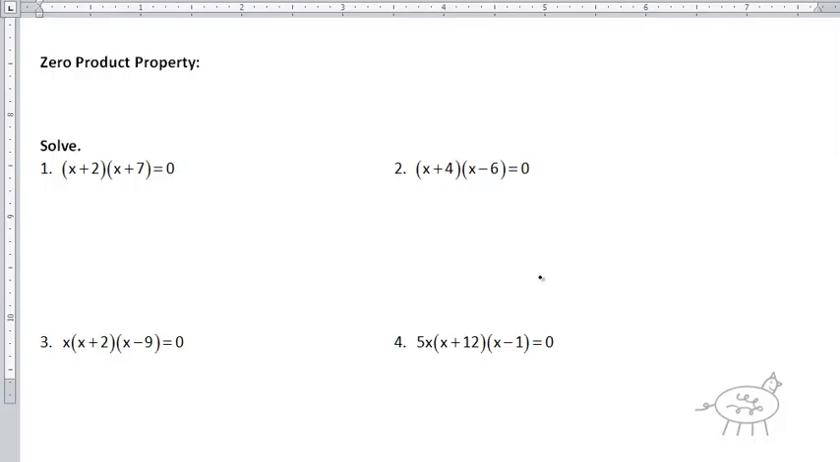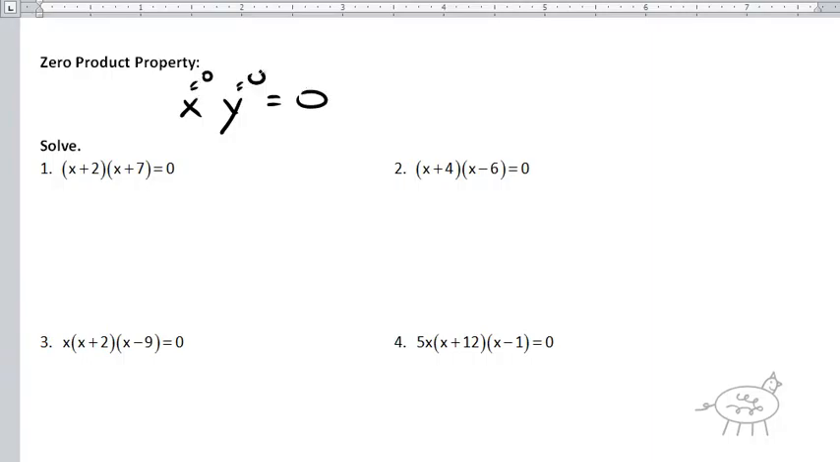What I want you to understand is if I have x times y and I said it's equal to 0, do you agree that if x is 0 or y is 0, the value, if you multiply it, is going to be 0? So x can be 10 and y can be 0, and you still get 0. Or x can be 0 and y can be 50 and you still get 0. So no matter what, if either one of these is 0, the whole thing goes to 0. That's what zero product means. Product means multiply. It's actually very simple.